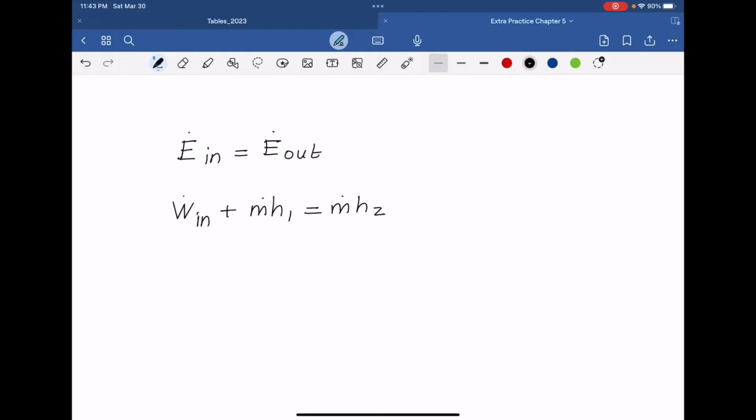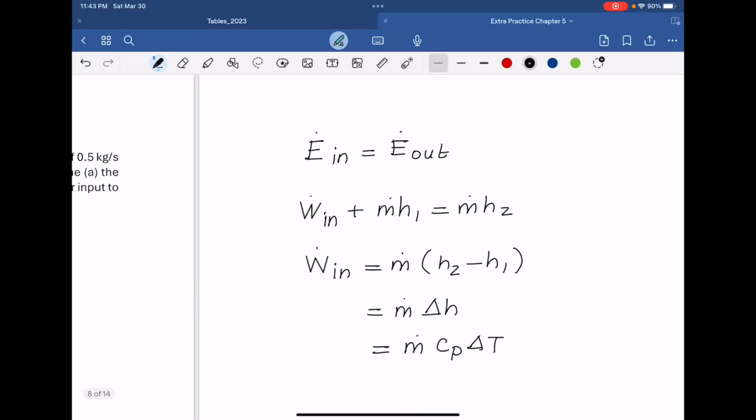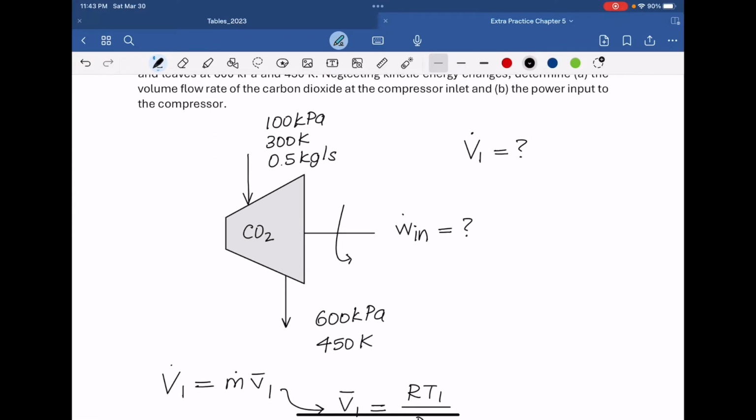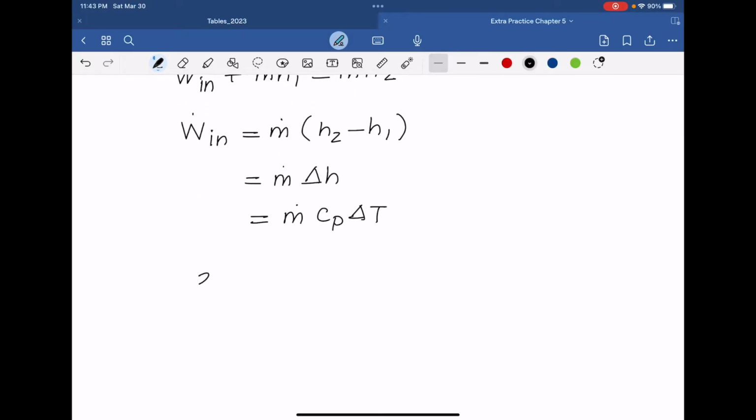Let's first rearrange this equation. So instead of enthalpy change, we can write Cp delta T. Now looking at the temperatures they give us, 300 and 450, we can average those temperatures and find an average temperature. That is equal to 375 Kelvin.